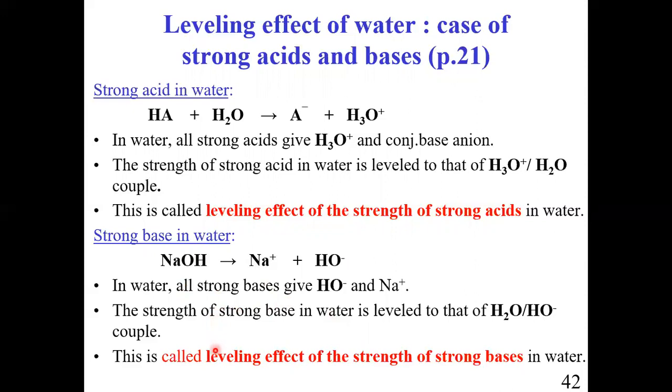Same thing with the base. Whatever we get is a leveling off of the strength of the strong base in water. So everything that comes from the strong base, the OH minus, will be leveled off to that of the water and OH couple. So this couple will have a concentration equal to that of the OH. Now, don't worry much about this, just know how to do the calculation and you will be fine.